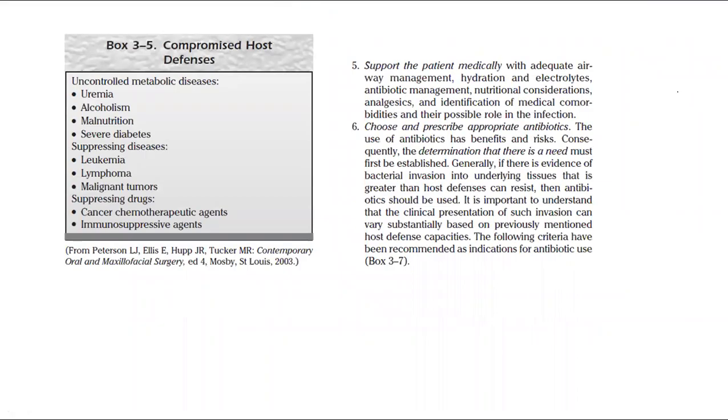Now, what are the compromised host defenses? You need to make sure, because when the host response is not proper, it can lead to a lot of problems. If a patient is diabetic or has obesity or different diseases, the infection spreads faster. So what are the things that you need to check for? Uremia, alcoholism, malnutrition, severe diabetes, and suppressing diseases like leukemia, lymphoma, tumors. And whether the patient is taking any drugs, that is chemotherapeutic drugs and immunosuppressive drugs.